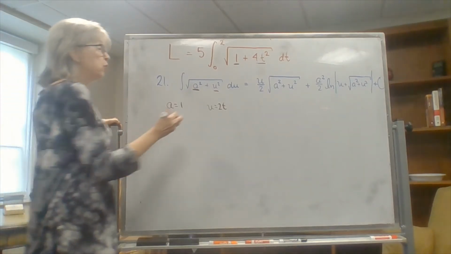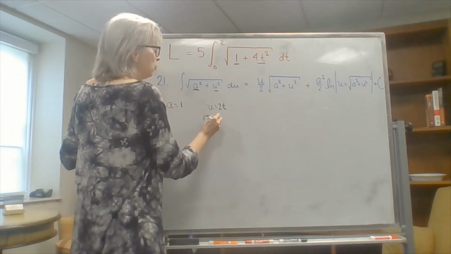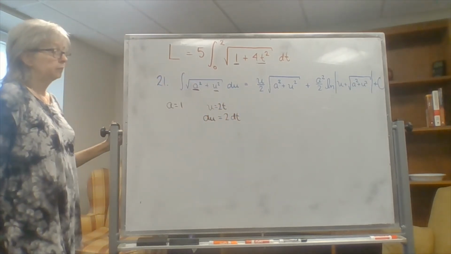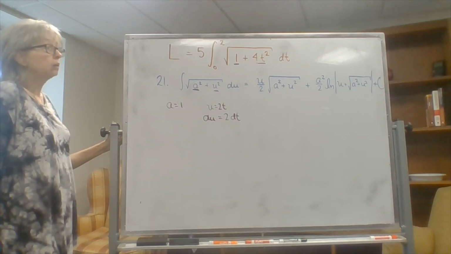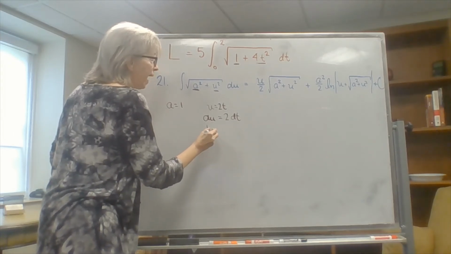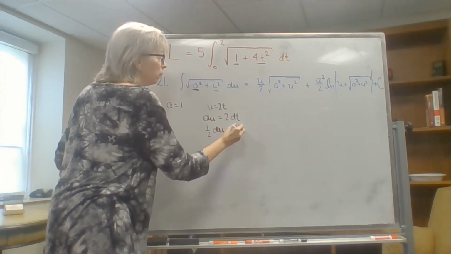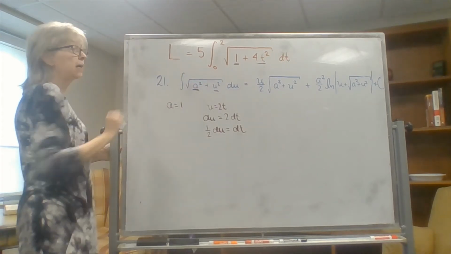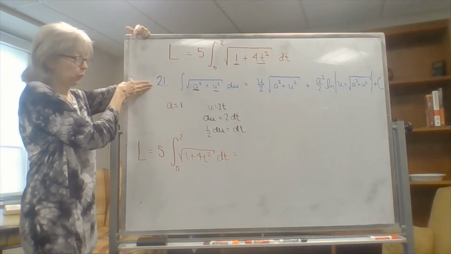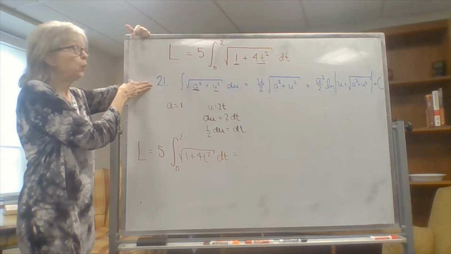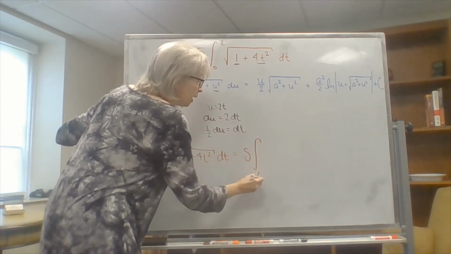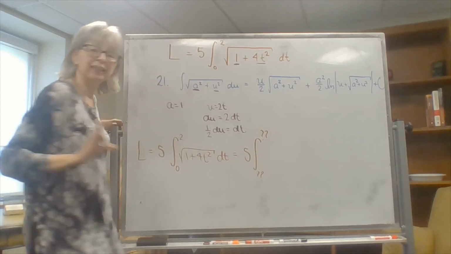Now, if u is 2t, that means that du gets replaced by 2 dt in this formula. Or dt in this formula gets replaced by 1/2 du. And this is where I'm going to go back and make my adjustments. So I'm going to convert this formula into this one and replace the t's with u's. Now nothing's going to happen to this 5, and my limits of integration I'm going to leave alone for now.